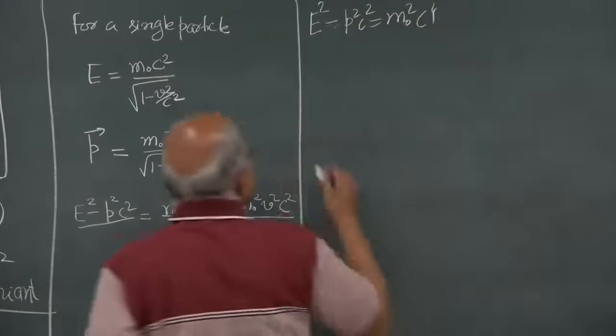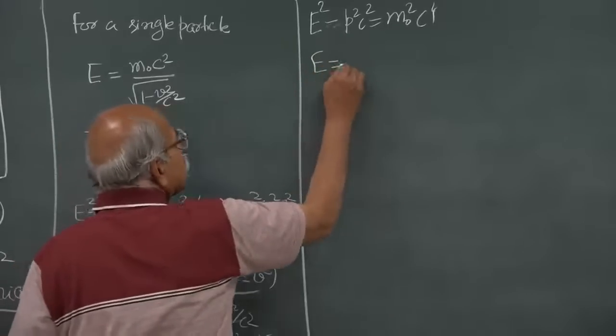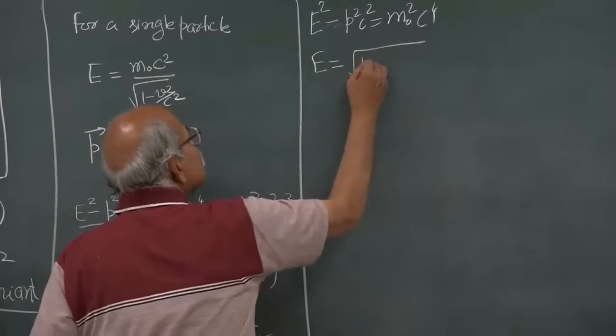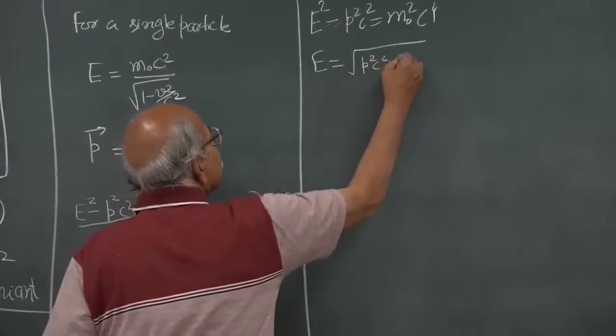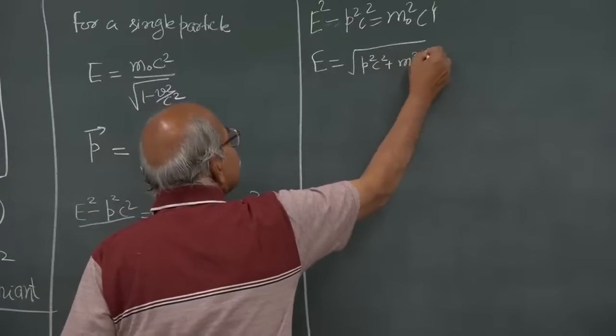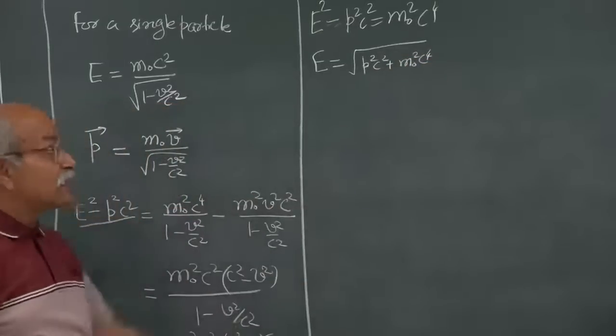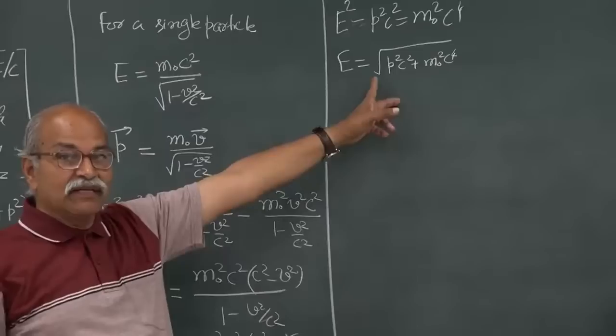A very useful equation. E you can write as the square root of P square C square plus m naught square C to the power 4. For a single particle, remember, for a single particle.